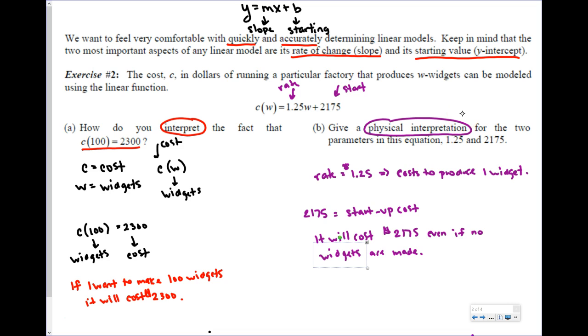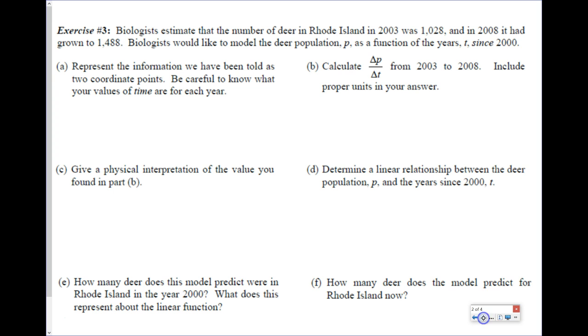It's really important when you see Common Core questions like this that you're trying to understand that they want more than just you saying rate, slope, starting point, y-intercept. They want meaning. That's what this word interpretation means. They want meaning. Okay? All right.